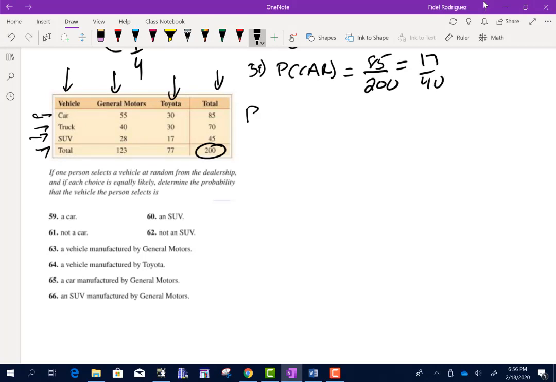Okay. Let's do the next one. An SUV. So 45 out of the 200. Let's do the same thing. Let's divide them both by 5. That's going to give me 9 over 40. All right. Let's go 51, not a car.